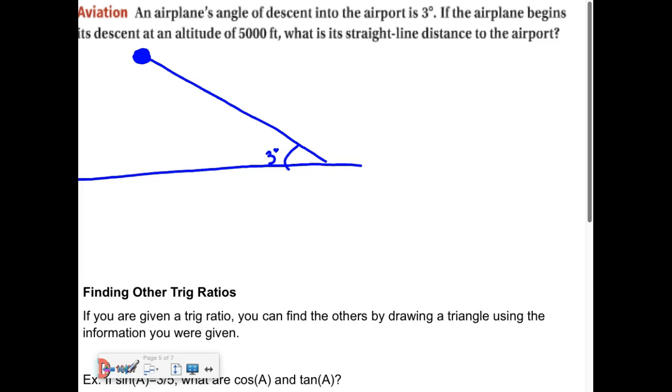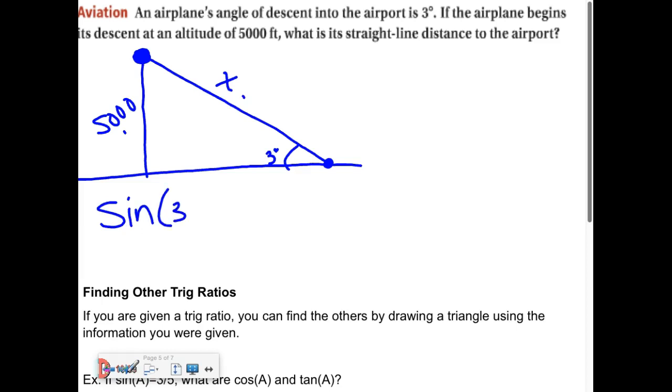Okay, we also know that the plane has an altitude, so a height of 5,000 feet. We want to know the straight line distance. So really what we want to know is, if the plane is here, how far does it take to get to here? So what we're really finding is our hypotenuse. Based on what we were given, we have our opposite and our hypotenuse. Because of that, we're going to use sine.